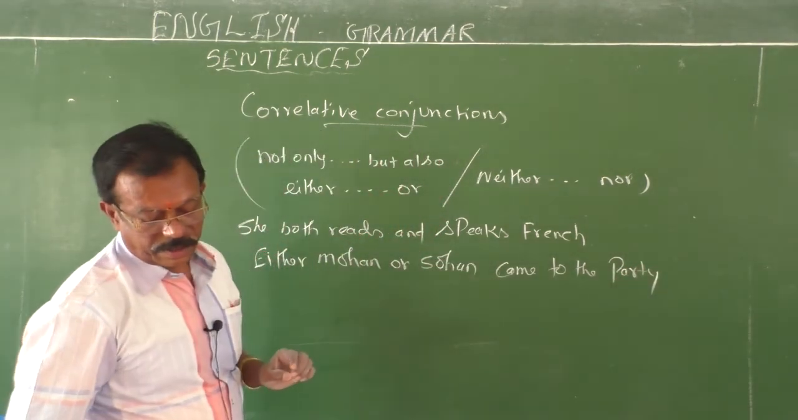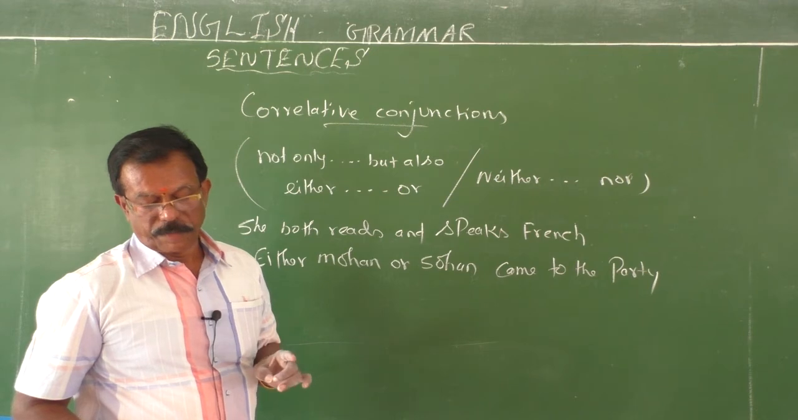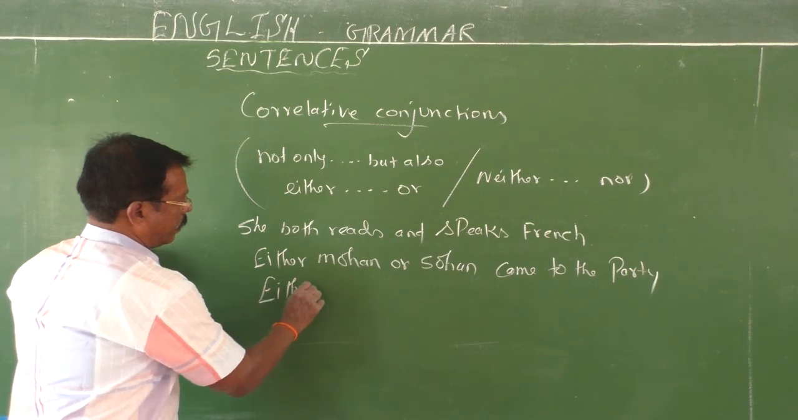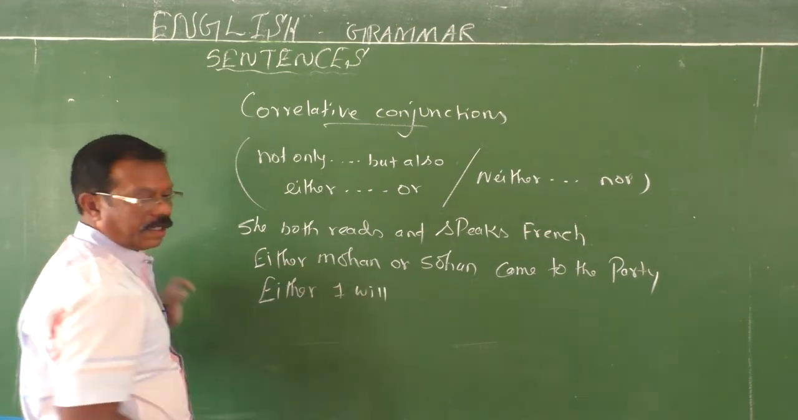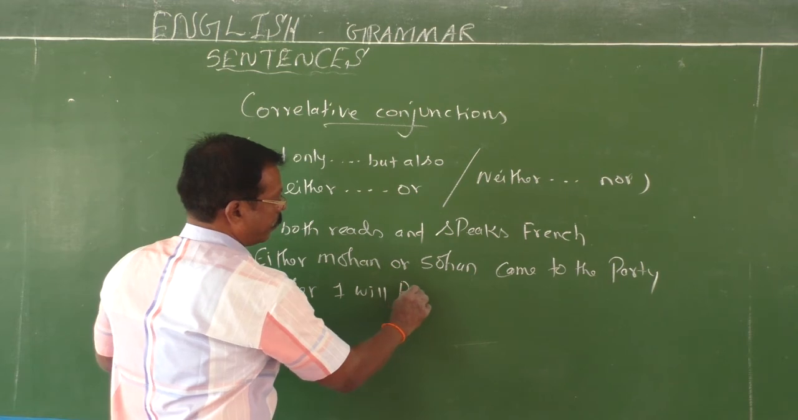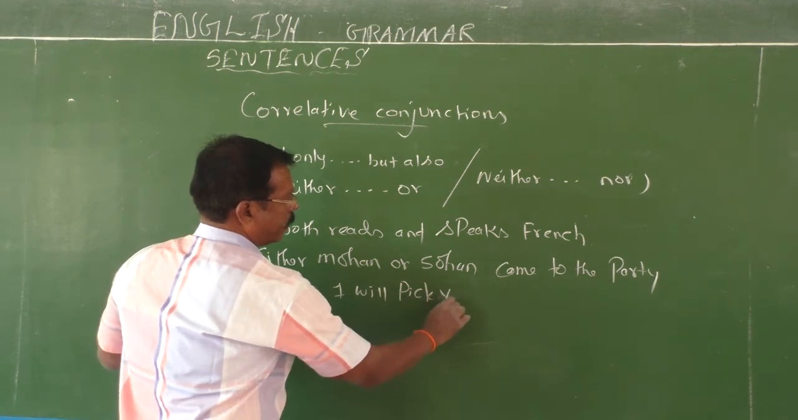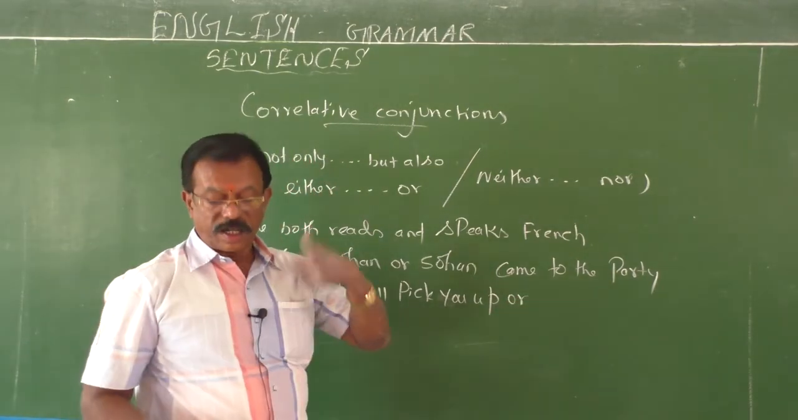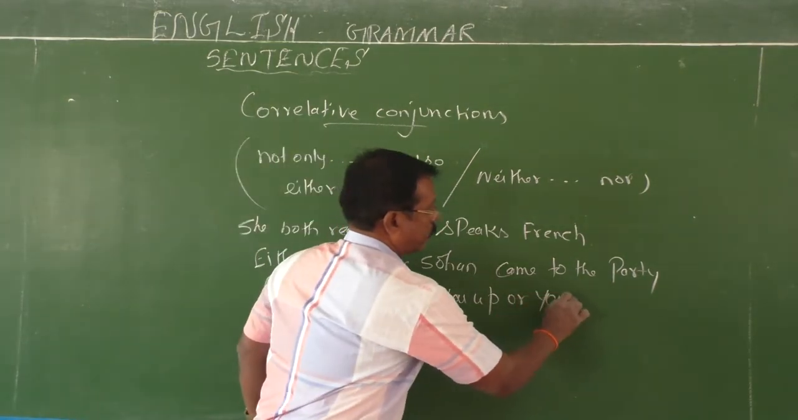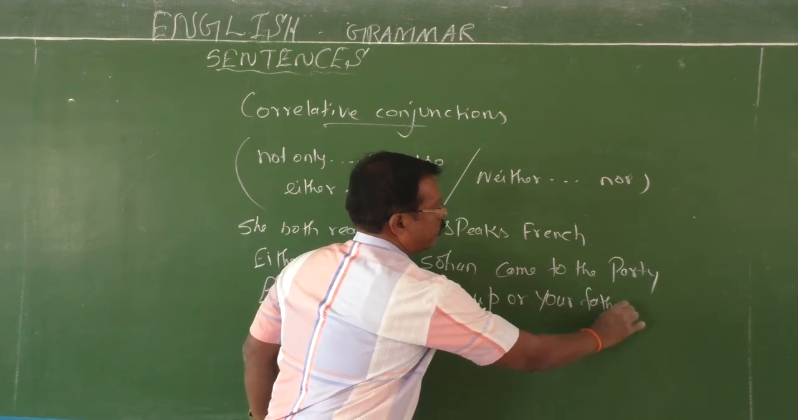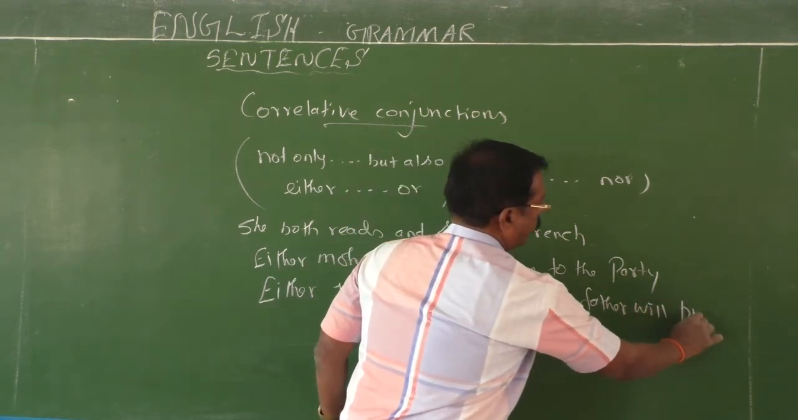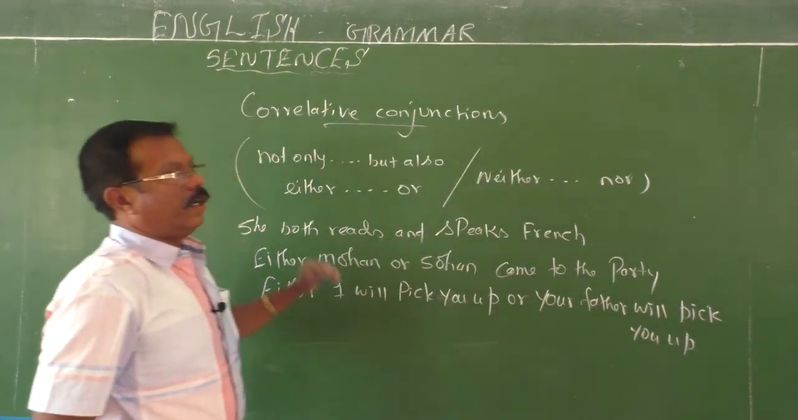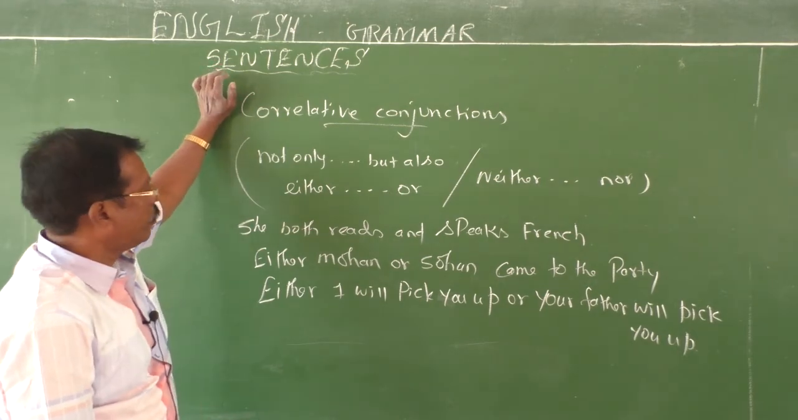Okay, like that. Either I will pick you up or your father will pick you up. See, one more example. Either I will pick you up or your father will pick you up. So for example, for correlative conjunctions, here we have used them.